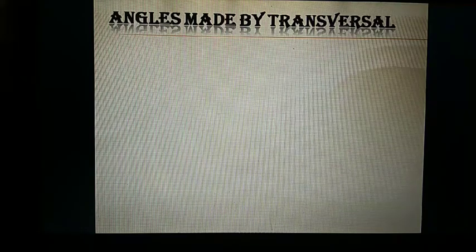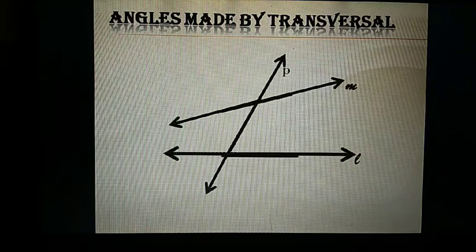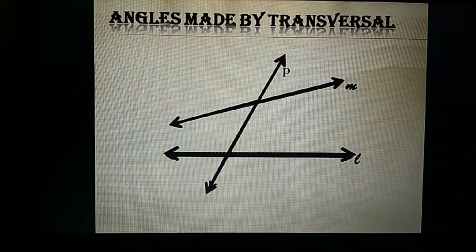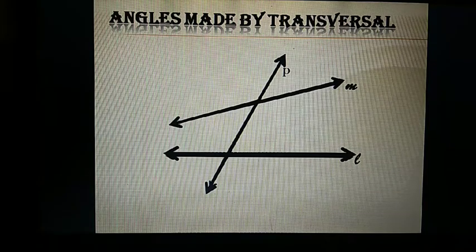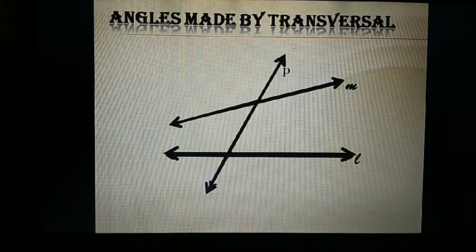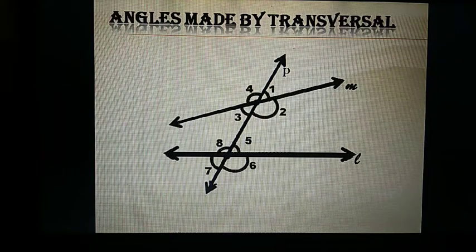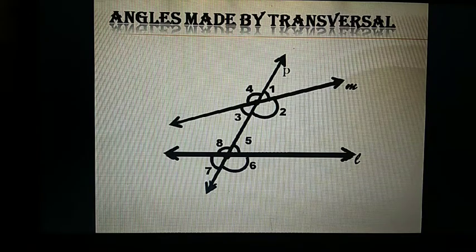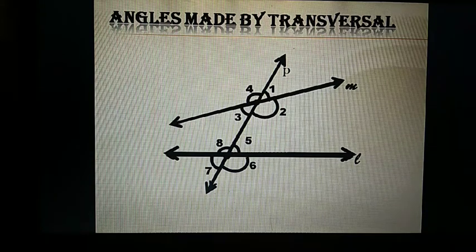Angles made by transversal. We will use this diagram in which L and M are the lines and P is the transversal. Here we can see 4 angles are in M and 4 angles are in L. So in all, there will be a total of 8 angles. So 8 angles are made by a transversal passing through two different lines.